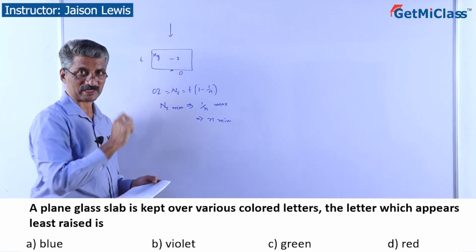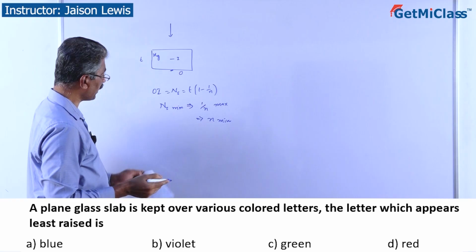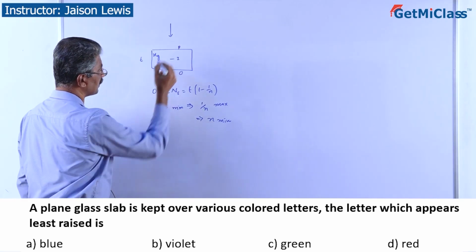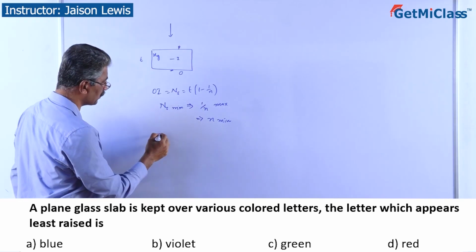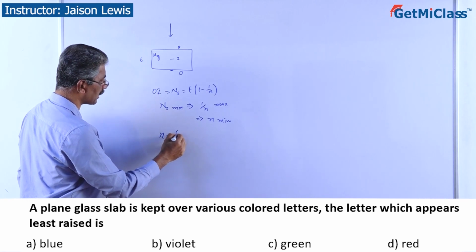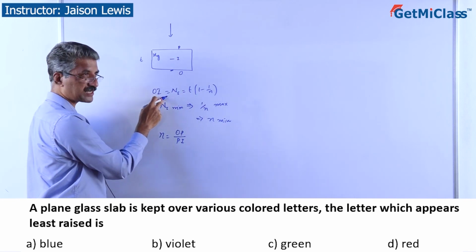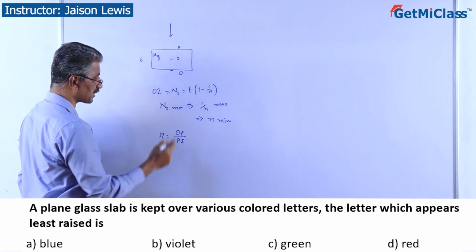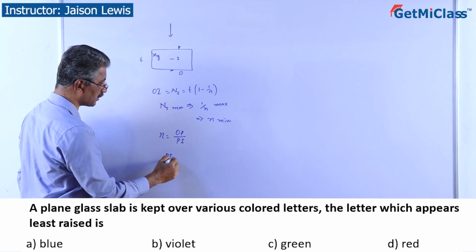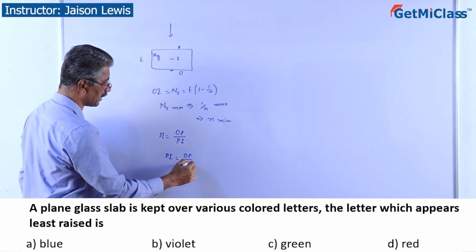That is one way of answering. The other way, we know PI is the apparent depth. So, we know the refractive index is equal to real depth divided by apparent depth PI. When OI is the normal shift, it is least raised, so PI should be maximum. So, PI is equal to OP divided by N.